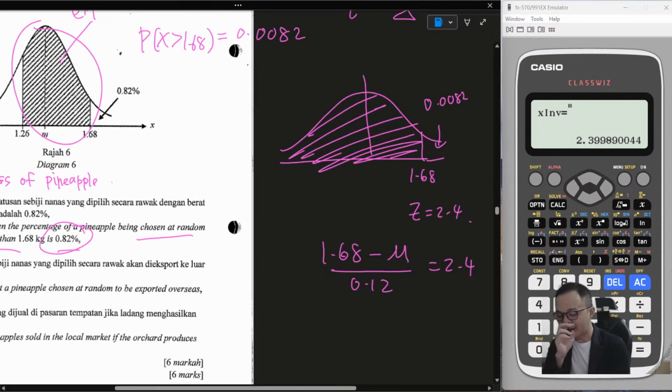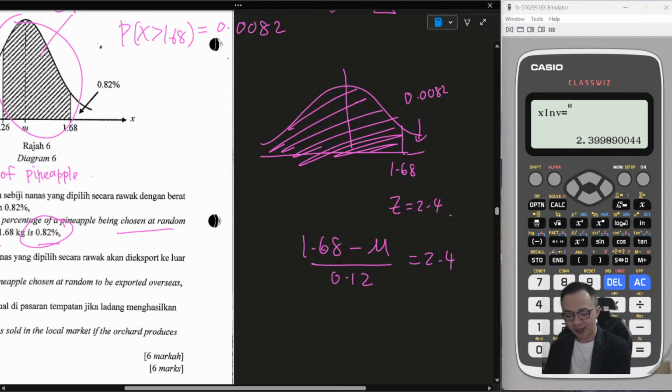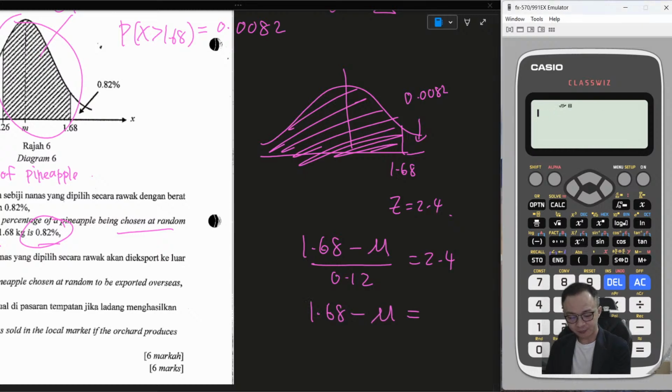Okay, I'll apply the formula only. Then 1.68 minus mean equals 2.4 multiply 0.12. So it's 0.288. Then I get my mean. So it's 1.68 minus my answer just now. So it's 1.392 as our mean.